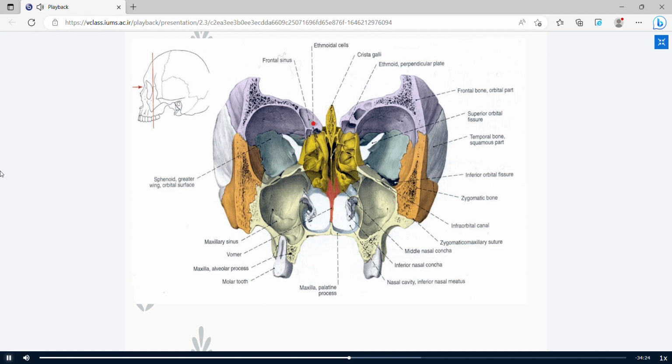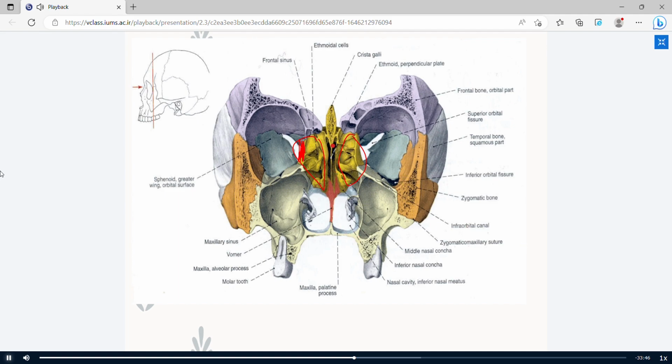This is the ethmoid bone. You can see a lateral mass here. The lateral mass contains air cells: anterior, middle, and posterior ethmoidal air cells. Laterally, it forms the medial wall of the orbital cavity, and it has a smooth area or lamina propria. And medially, it forms the lateral wall of the nasal cavity.